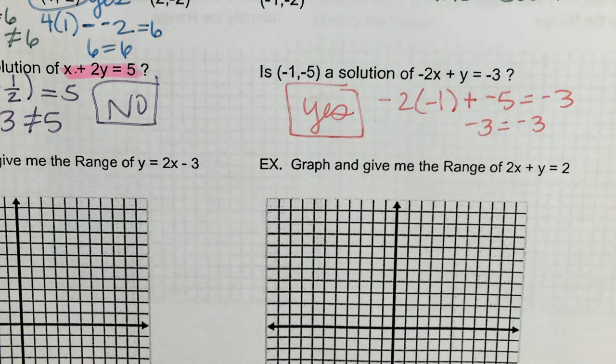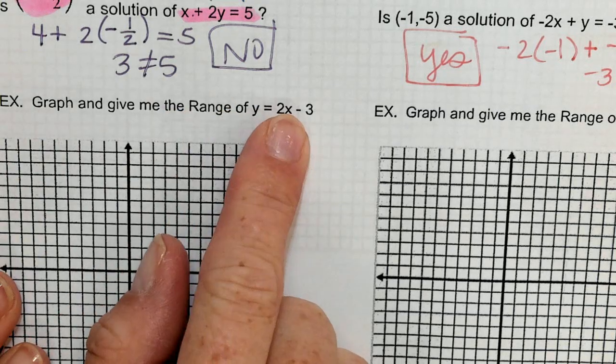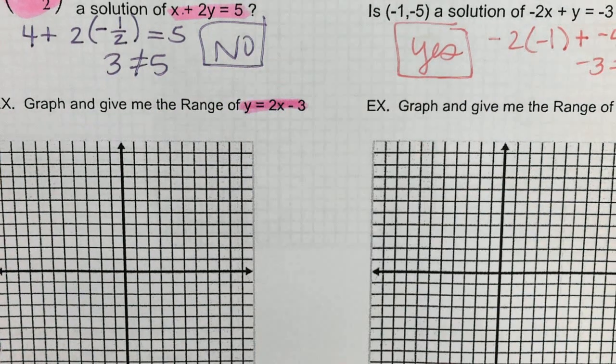That's the only thing that's hard about today, is you're going to have some with straight lines with arrows, some that are rays, and some that are compound inequalities that are line segments. Got it? All right. Look at the first one. Graph and give the range of this function. Did they give you a specific domain?